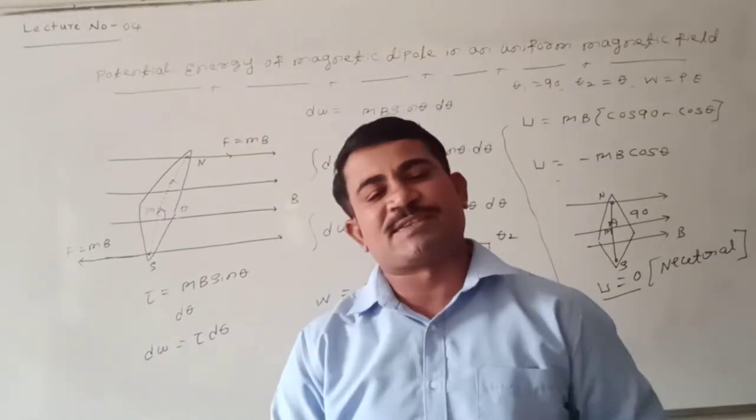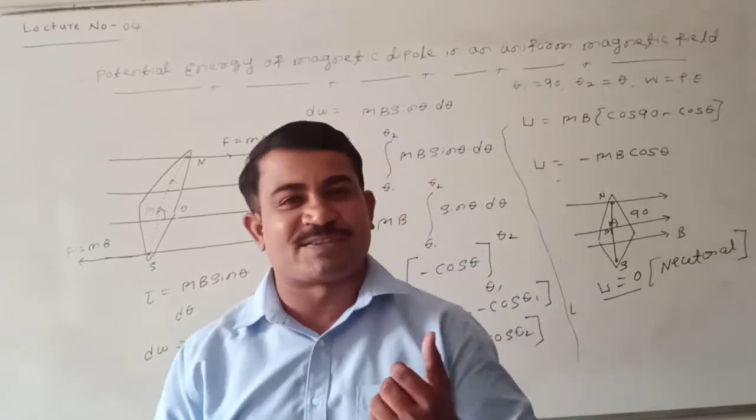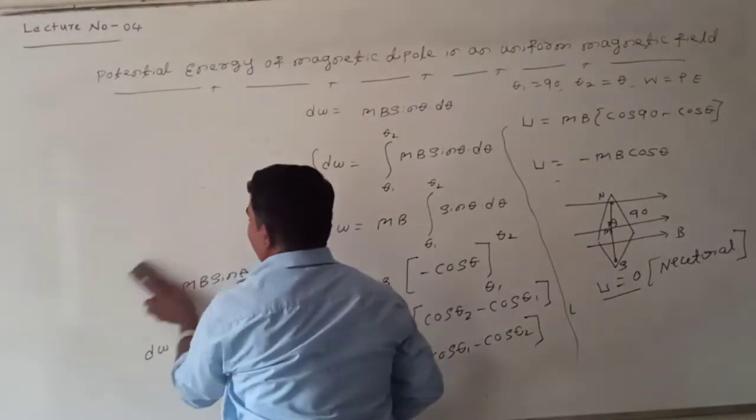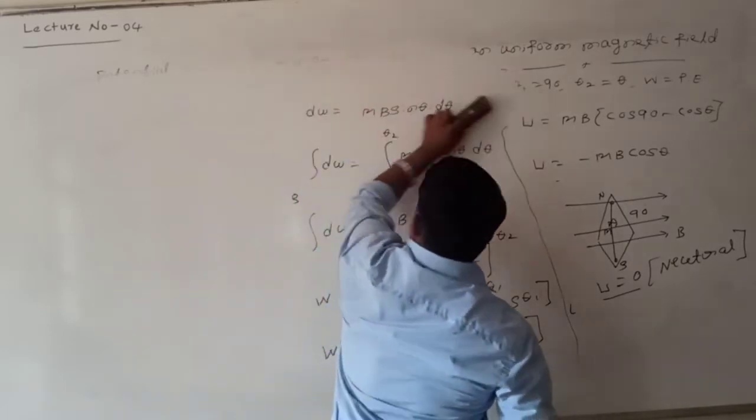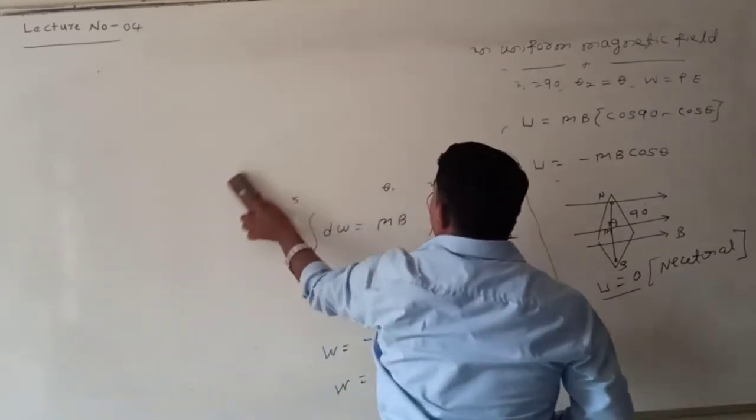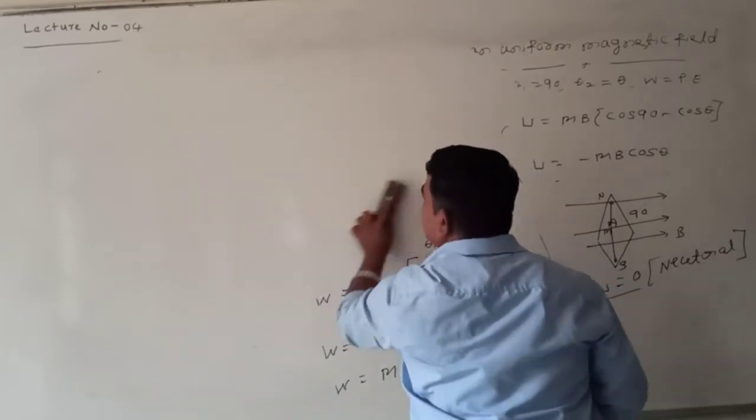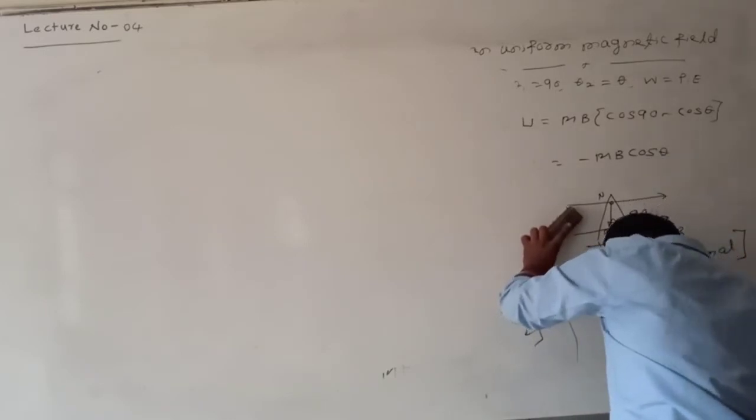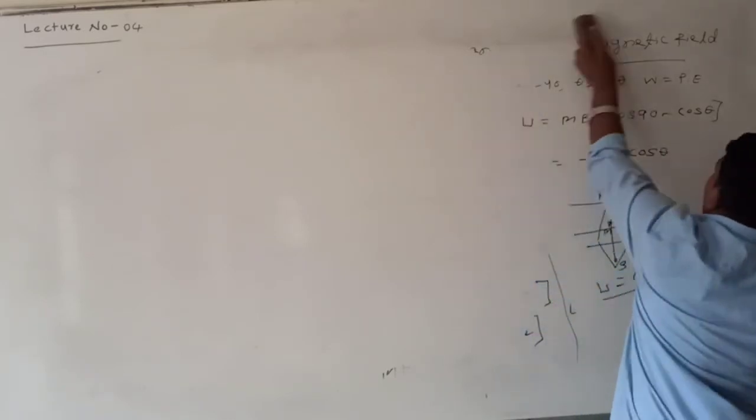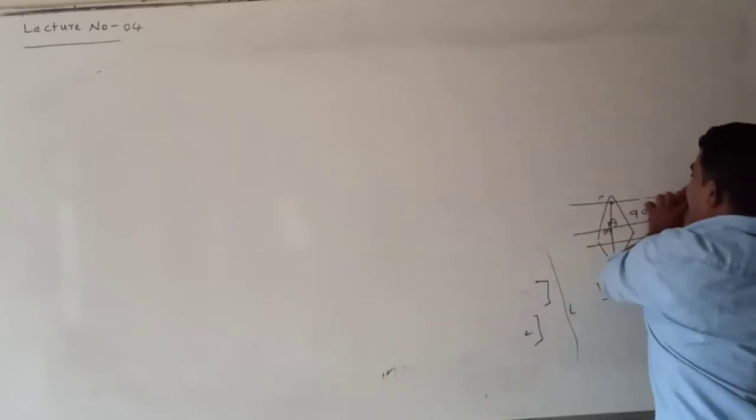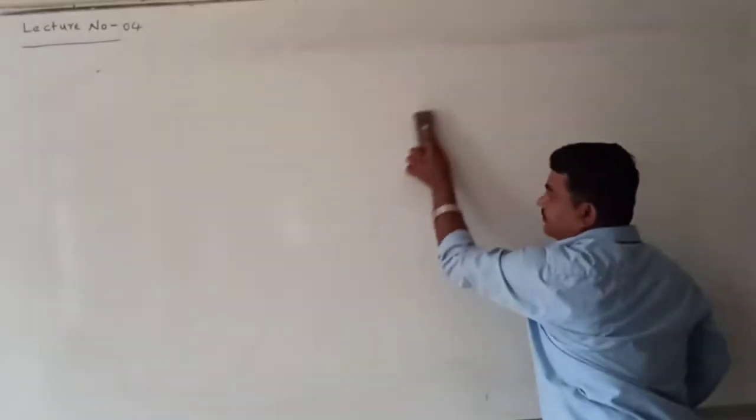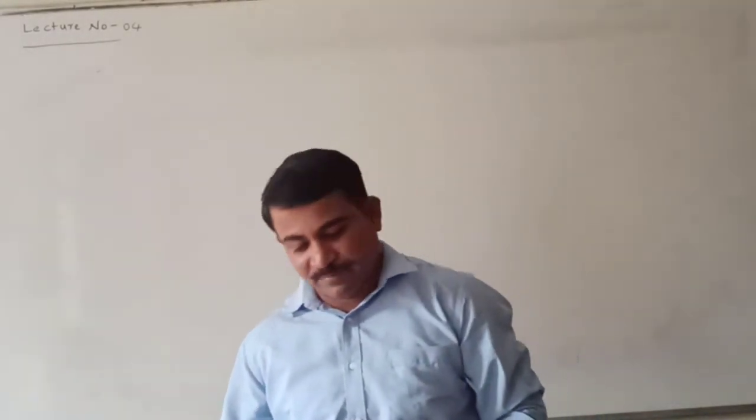Now let us see the next concept. The concept is Gauss law in magnetism. That concept we will see in detail.